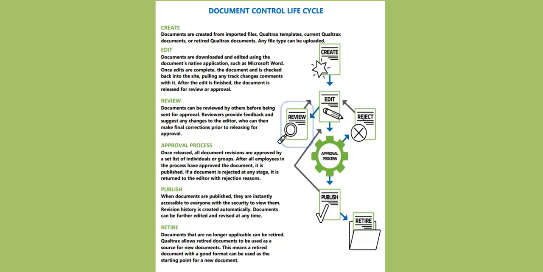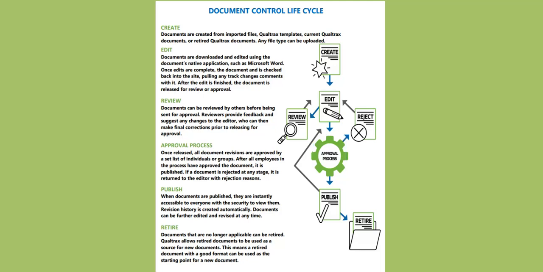You can release the document for review, which is an optional step that allows you to release that document to individuals or groups of your choosing for them to give you feedback on the changes that you may have made to that document. Now again, this step is optional. So whether you elect to go through with the review step or perhaps skip it, the next step in the process is the approval process. Now this process is mandatory.